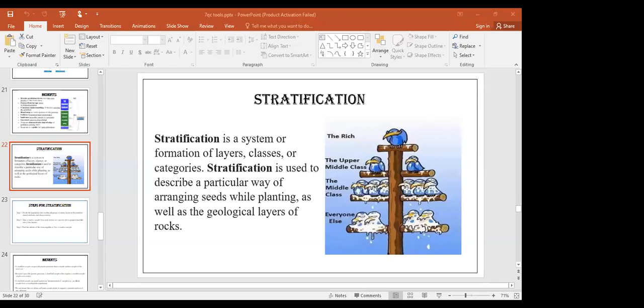Avi Prakash, please look at this slide. Here you can see stratification is a system of formation of layers, classes or categories. Stratification is used to describe a particular way of arranging seeds while planting as well as the geological layers of rocks. That means you can see in this diagram, in the upper portion, you can see the person. In the second layer, you can see the upper middle class. In the third layer, you can see the next, so this is a classical representation. You want to categorize based on the rating. So that is what stratification means.